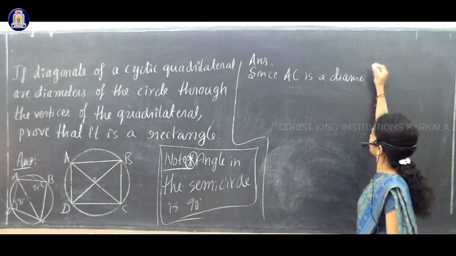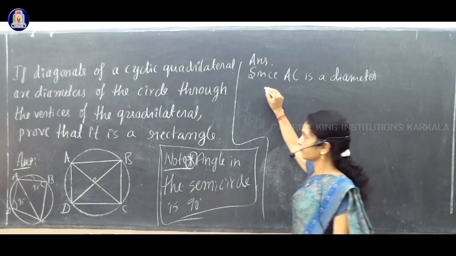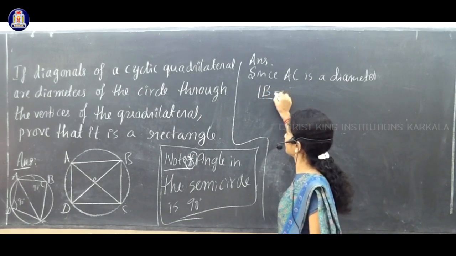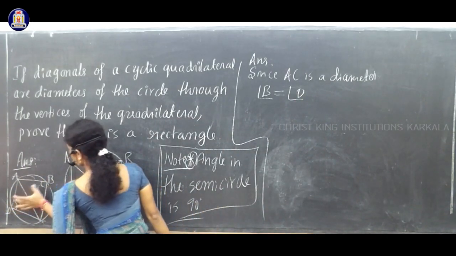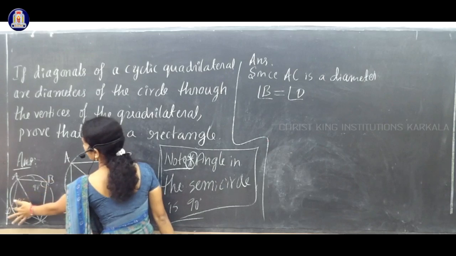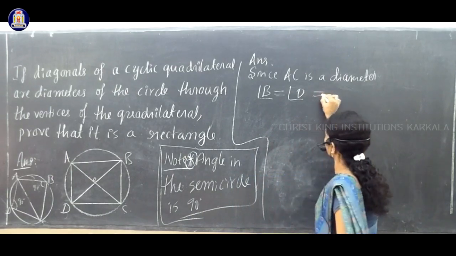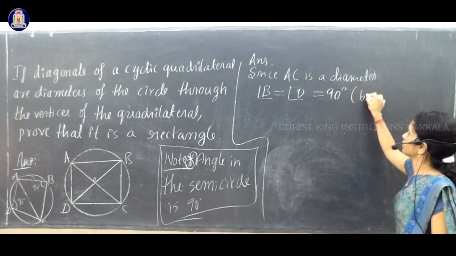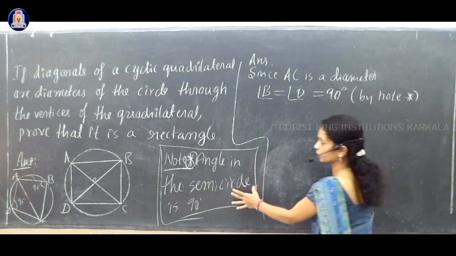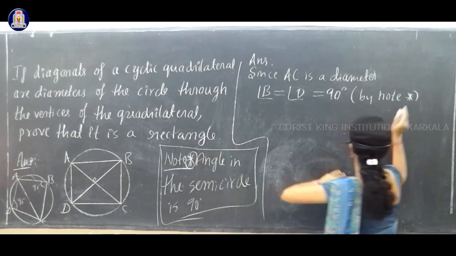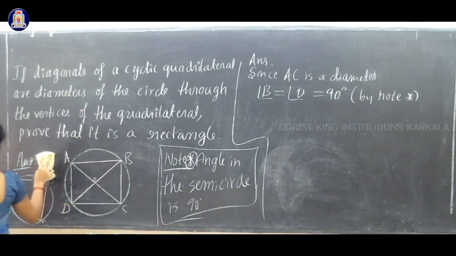Since AC is the diameter, you have two semicircles because of AC, and in those you have two angles, angle B and angle D. On both semicircles you have two angles, B on this side and D on the other side, and both are equal to 90 degrees by the note. If I give this note, you take that as a star, and note it as a star.